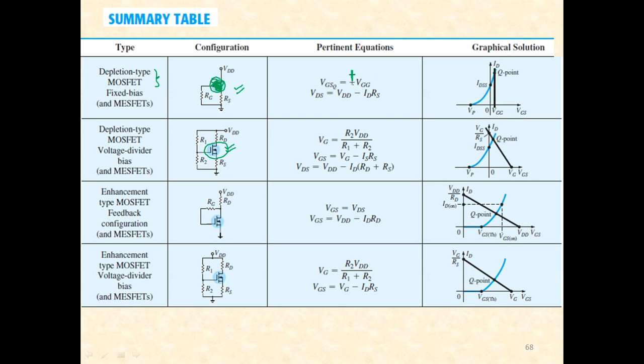When it is plus VGG, when VGSQ equals plus VGG, then the network line will be on the right hand side of this graph, not on the left hand side as it was in the case of JFET. So this is what I was asking you. Then for depletion type voltage divider, just observe, it's the same thing. And enhancement type MOSFET, we just looked at it. And finally the enhancement type voltage divider configuration.